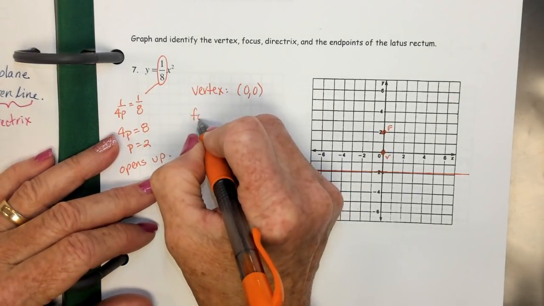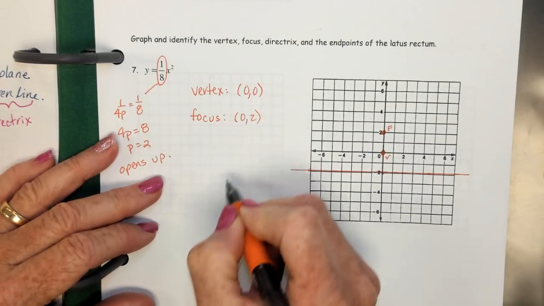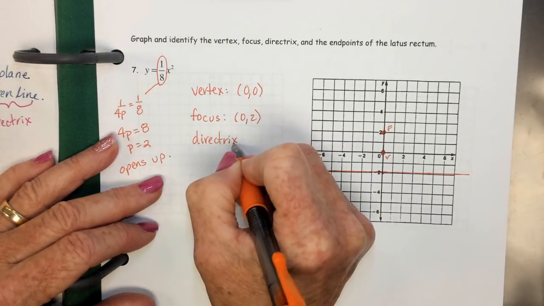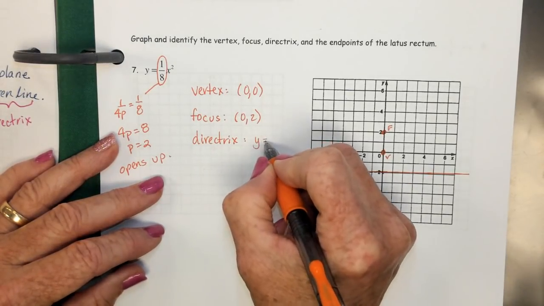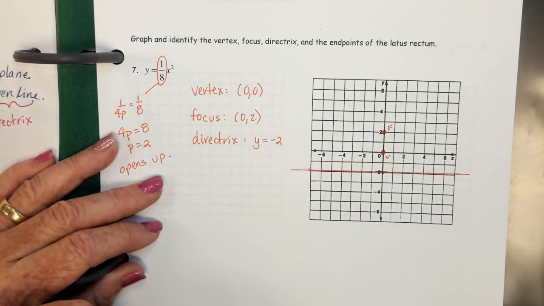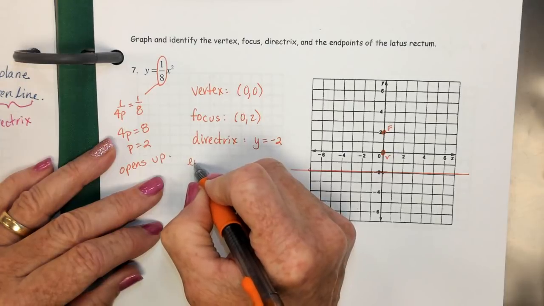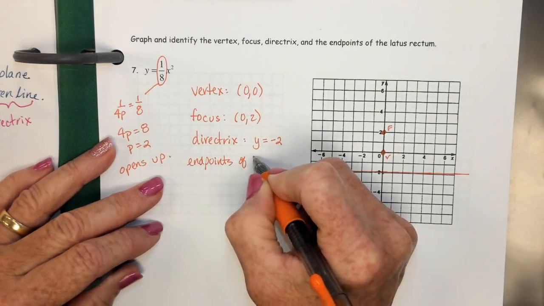So right now we can fill in. We have the focus, and the focus is at (0, 2). The directrix is a line. It is a horizontal line, so it is y equals negative 2. All right, one last thing that we have to get is something called the endpoints of the latus rectum.